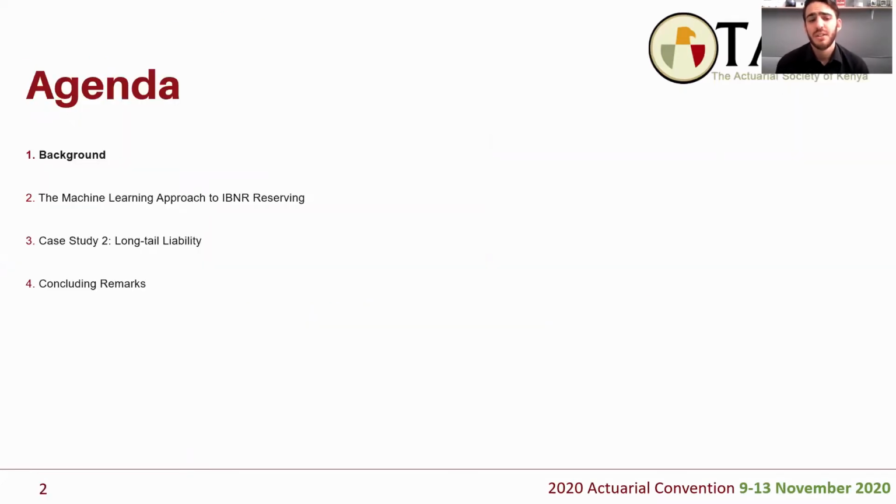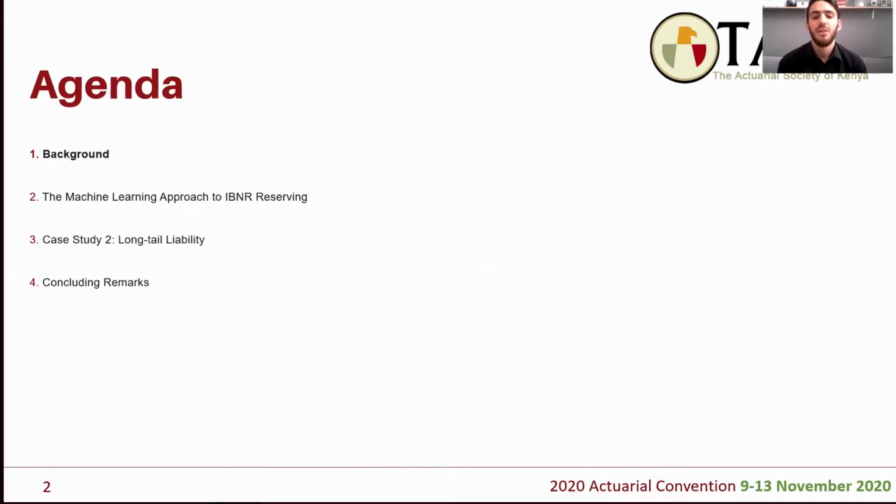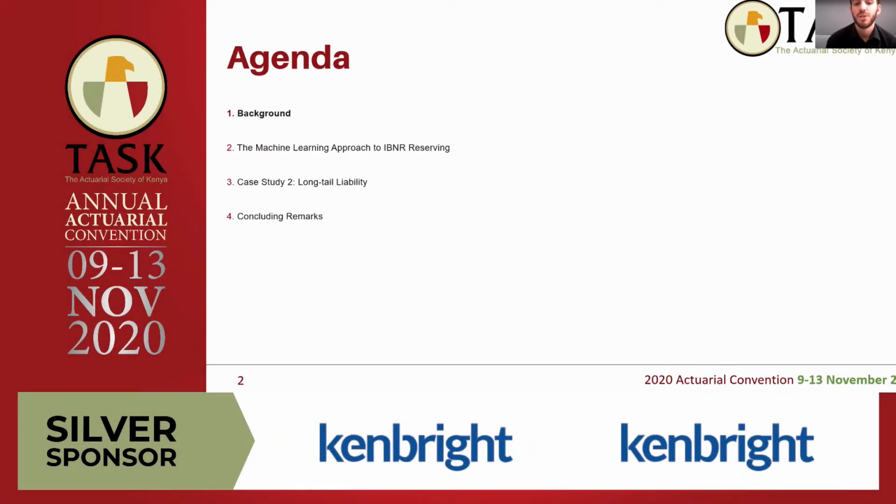So in the presentation, what we'll take you through is a bit of background on why we wrote the paper. We'll then look at the machine learning approach to IBNR reserving, which is the main idea of the paper. And then we'll look at one of the case studies from the paper, case study 2, and then we will conclude with some final remarks.